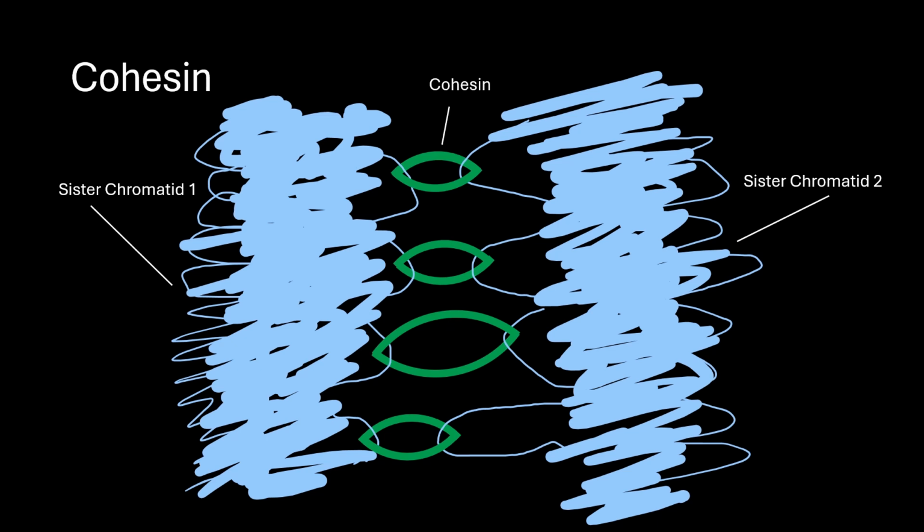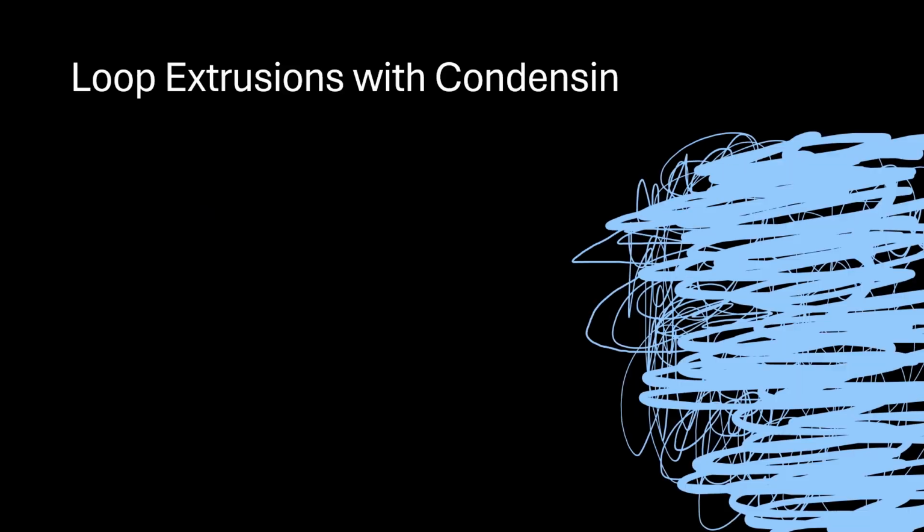This is not what makes the loops that we saw in the black and white image. To explain those loops, we have to zoom into a single chromatid, where we can find a similar protein complex known as condensin. So you can imagine, instead of two strands of chromatin in the loop created by cohesin, one strand of chromatin is used for condensin.